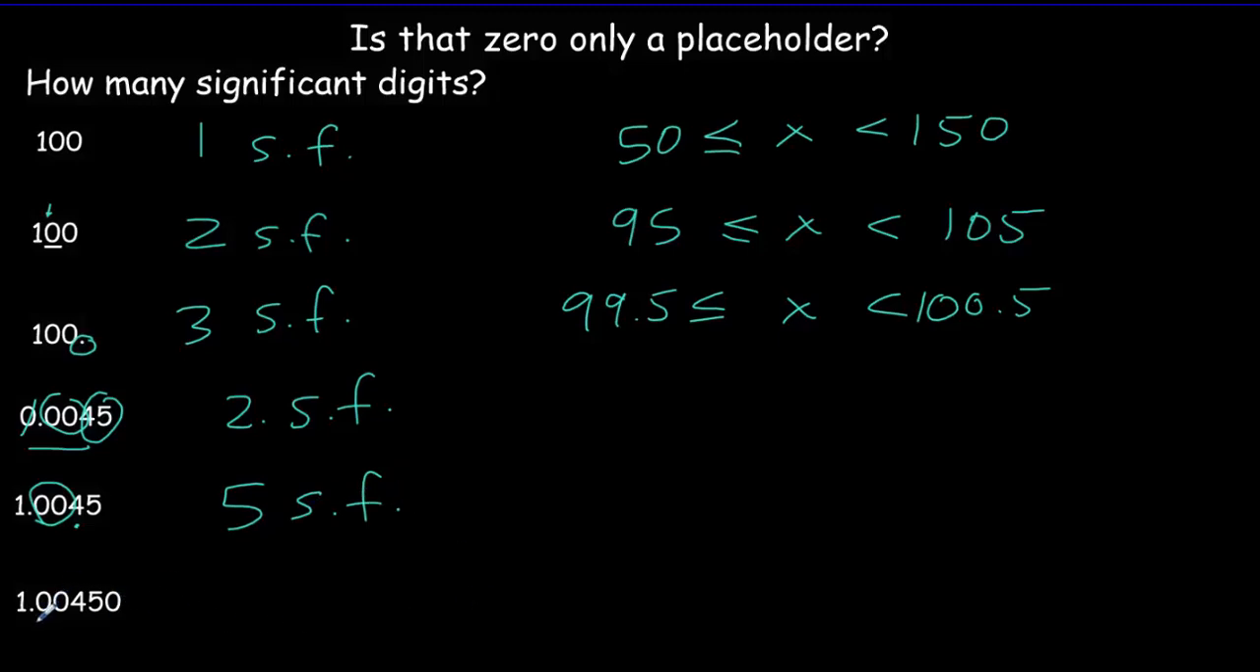And this last one, well, those 2 zeros are between other numbers. They're significant. And this last zero, well, we wouldn't write that zero unless we knew what it was. It's not a placeholder. If we get rid of it, it doesn't change the number. So in other words, all of those numbers are significant. That would be 6 significant figures.